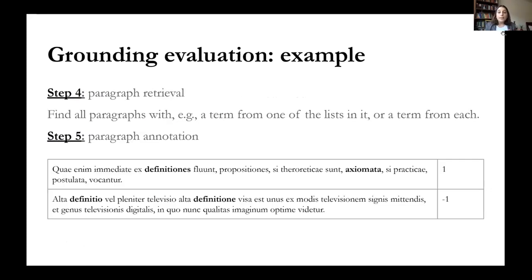Now, on the basis of our term lists, in step four, we will retrieve all passages with, for instance, either at least a term from one of the lists, or a term from each of the lists. The aim here is to come up with a manageable amount of relevant data to be annotated. Step five consists in annotating the paragraphs by relevance to the research question, for instance, on a 0-1 or -1 to 1 scale.